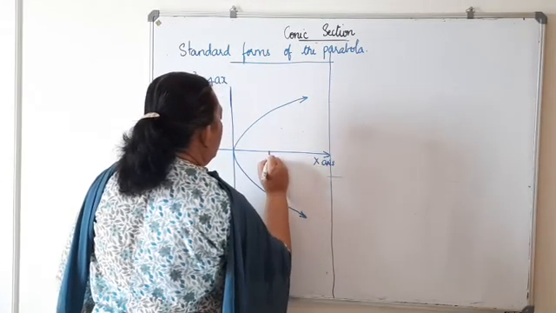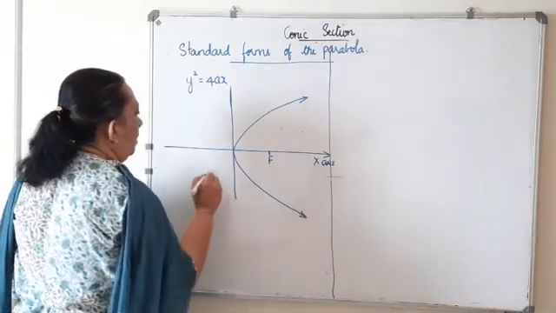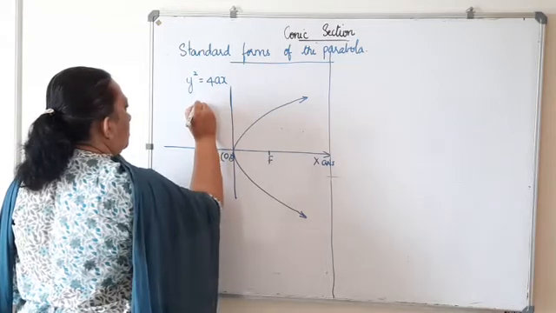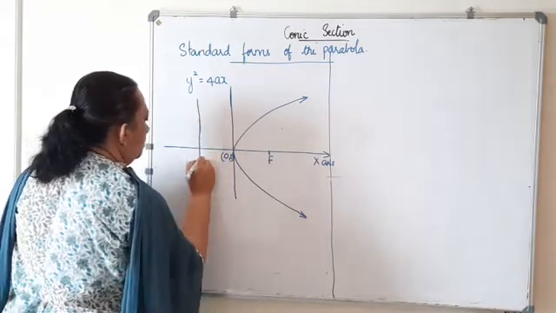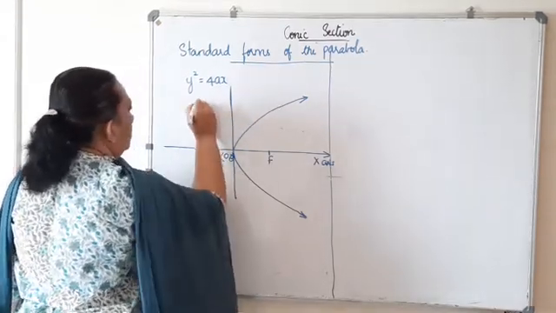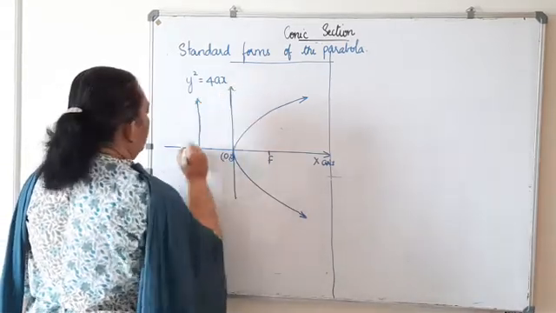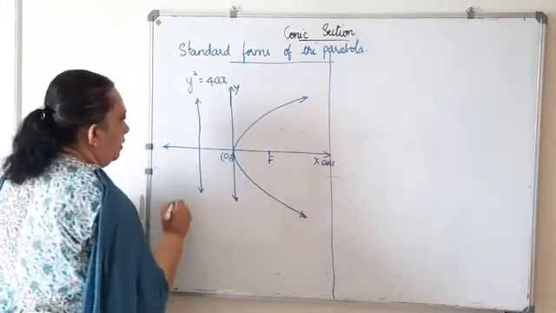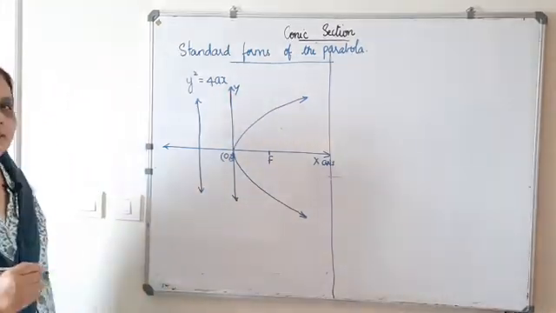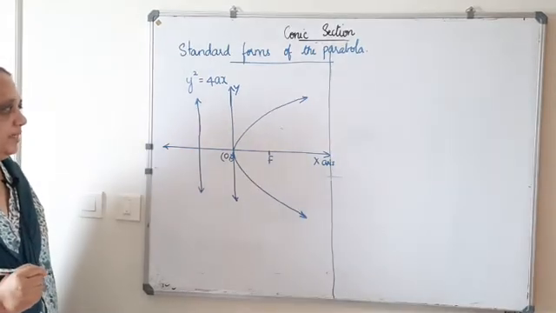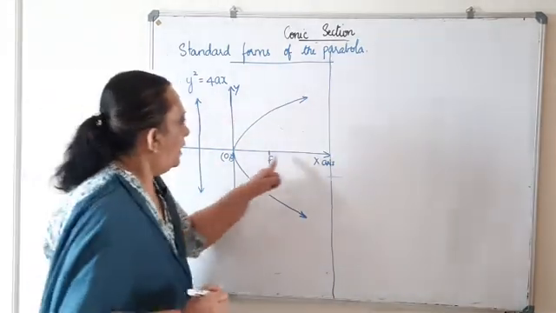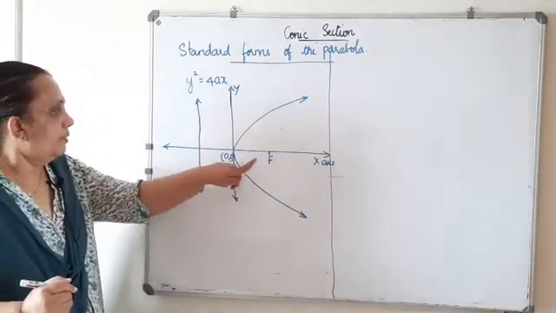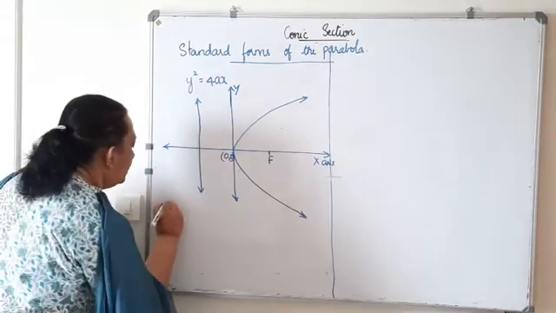x-axis, this is the focus, y-axis. Now consider the parabola y squared is equal to 4ax. Now this is the x-axis and this is the y-axis. Now you have seen that the focus and this is the directrix.